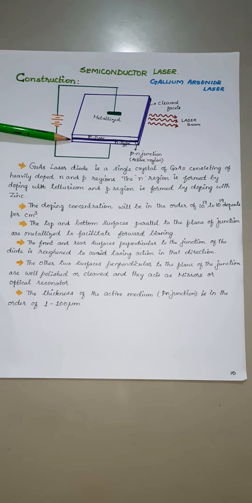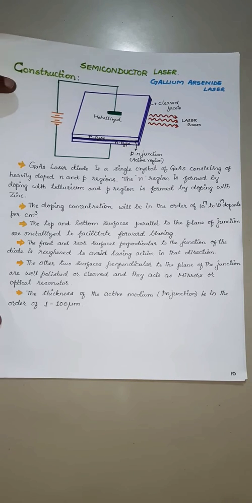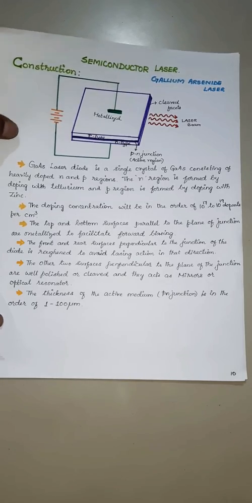The thickness of this PN junction will be in the order of 1 micrometer. So this is about the construction of the diode laser. We have taken gallium arsenide. The P region is doped with zinc, and the N region is doped with tellurium.